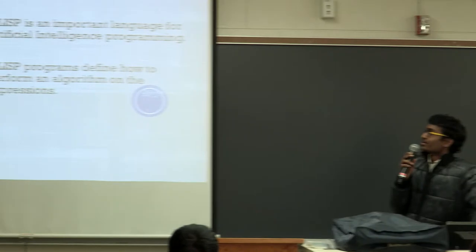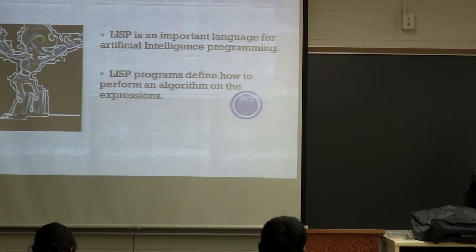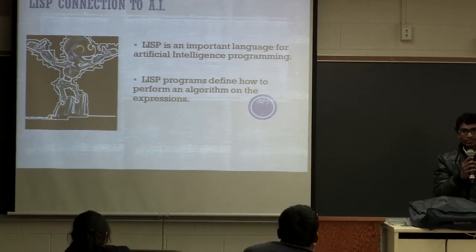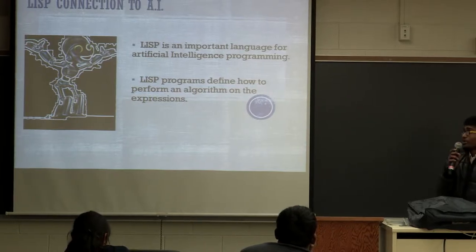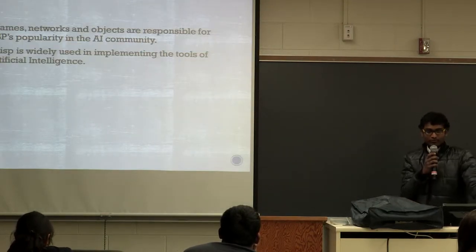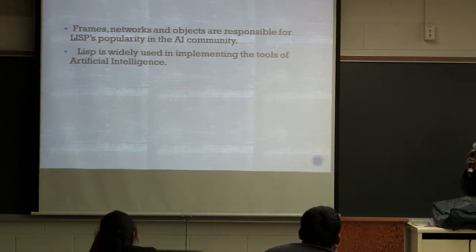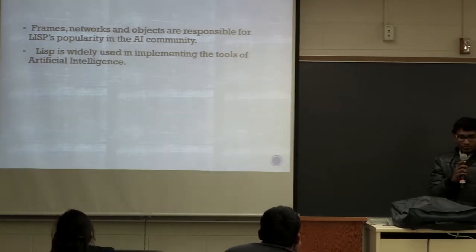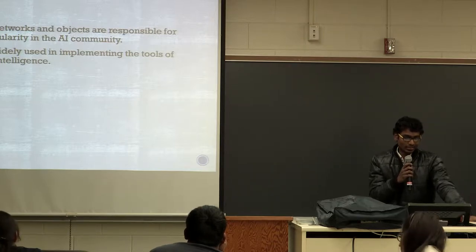So I would like to explain LISP's connection to AI, that is artificial intelligence. It is an important language for artificial intelligence programming. It is mainly used for expressing and performing algorithms as expressions. Generally, these languages are used in artificial intelligence in the form of robots or remote sensing devices. The main purpose of LISP programs is to develop expressions with the help of algorithms. Here, frames, networks, and objects are responsible for LISP's popularity in the AI community. By using this kind of language, we can set up many frames, networks, and objects with object-oriented flexibility. LISP is widely used in implementing the tools of artificial intelligence. Here the LISP tools include neural networks, control theory and languages, logic, and search and optimization.